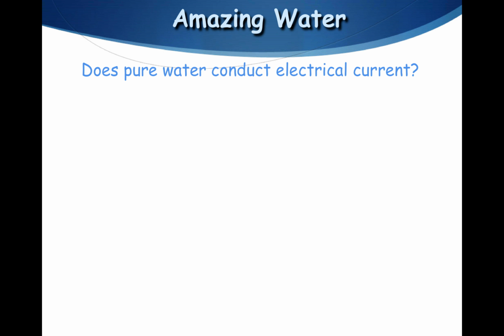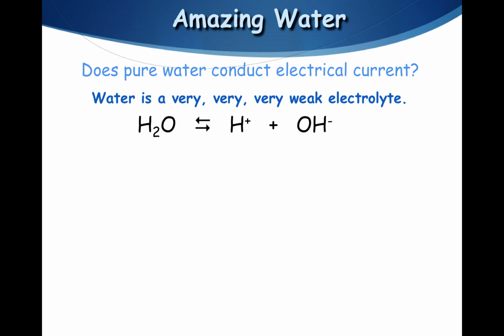Acids and bases are strong electrolytes. When they dissolve in water and either dissociate or ionize, they produce ions that are able to conduct electricity. But what about pure water? Water is a very, very, very weak electrolyte. That's because instead of producing ions, water establishes an equilibrium that lies far to the left. In other words, in a sample of water, you have mainly water molecules and a few dissociated hydrogen ions and hydroxide ions.